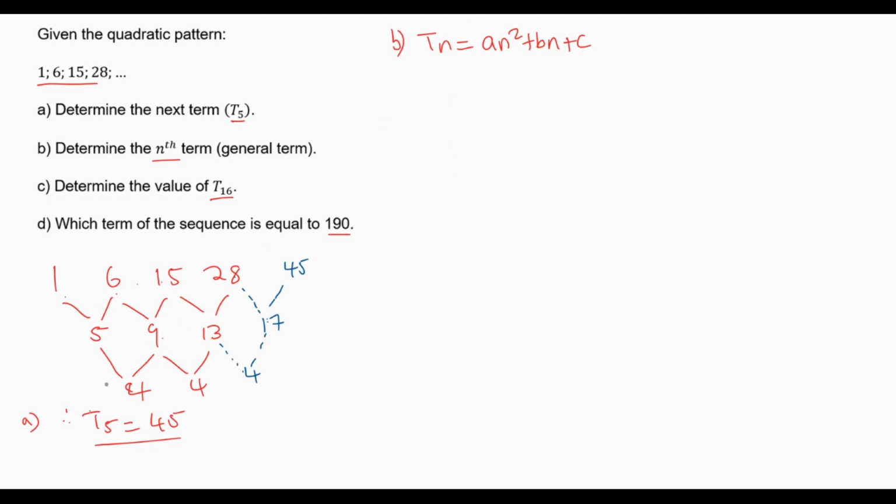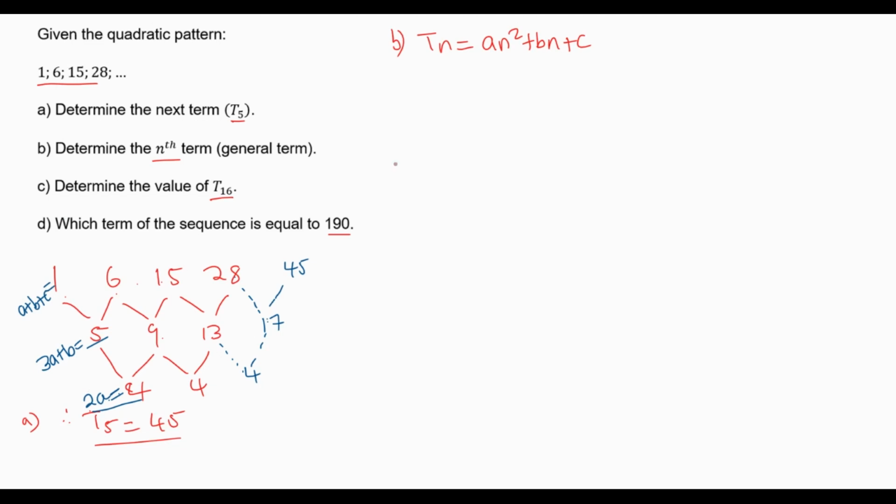Alright, so what you do, equate your second difference to 2a. That's the first step. Then second step, equate the first term of the first differences to 3a plus b. And then equate your first term to a plus b plus c. Just that. Okay. Then you get your general term.